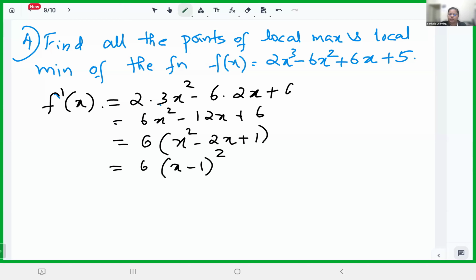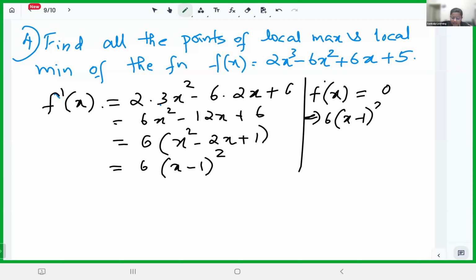x square minus 2x plus 1. Okay, so 6 into (x minus 1) the whole square is our f dash of x. Now what you have to do, you have to put f dash of x is equal to 0. f dash of x is equal to 0, which implies 6 into (x minus 1) the whole square is equal to 0. That implies (x minus 1) the whole square equal to 0, which implies x minus 1 equal to 0. That is x is equal to 1.